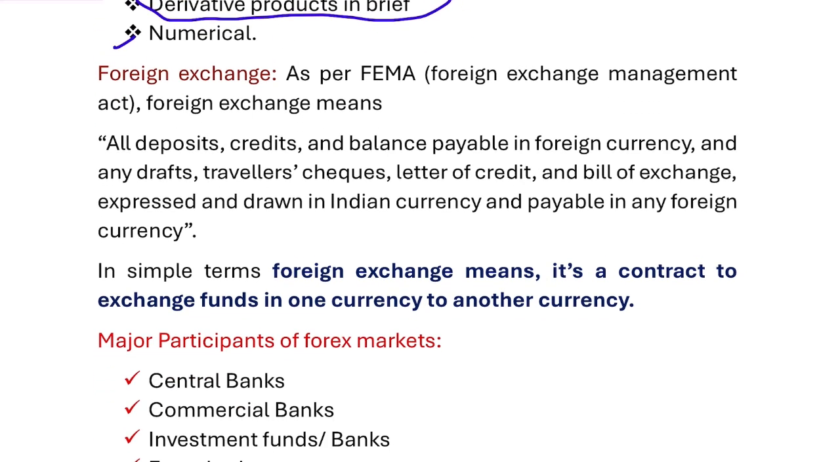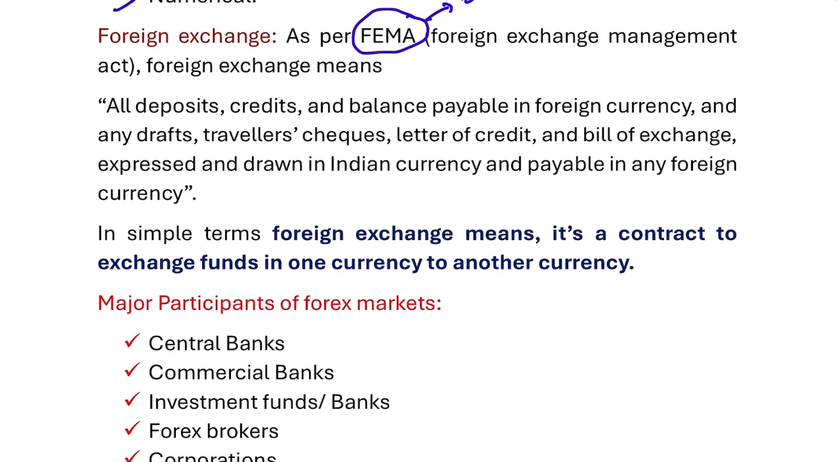So we all know forex. We all have heard about forex. We all have heard about foreign exchange. What is the basic definition of foreign exchange? As per the FEMA Act, we are all familiar with FEMA 2000. What is FEMA? FEMA means Foreign Exchange Management Act. Earlier there was FERA, Foreign Exchange Regulation Act, right? Okay, but as per the FEMA Act, what is the definition of foreign exchange?